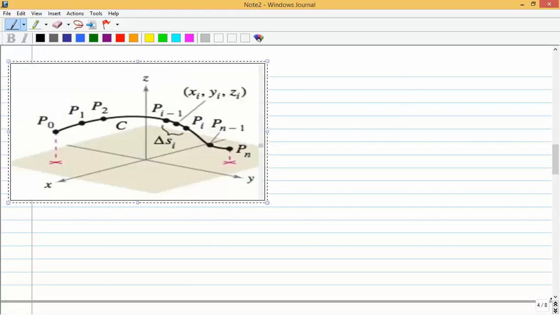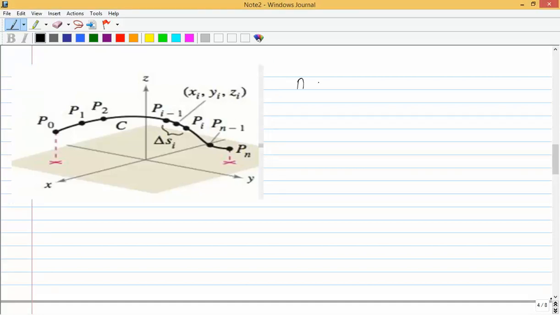All right, and let's partition or break up that wire into points P sub 0, P sub 1, P sub 2, P sub i minus 1, P sub i, P sub n minus 1, all the way to P sub n. So then, if that goes all the way to P sub n, we would have n subarcs. So we have one big arc by partitioning this thing into many pieces. We would have all the way to P sub n, that would create n subarcs.